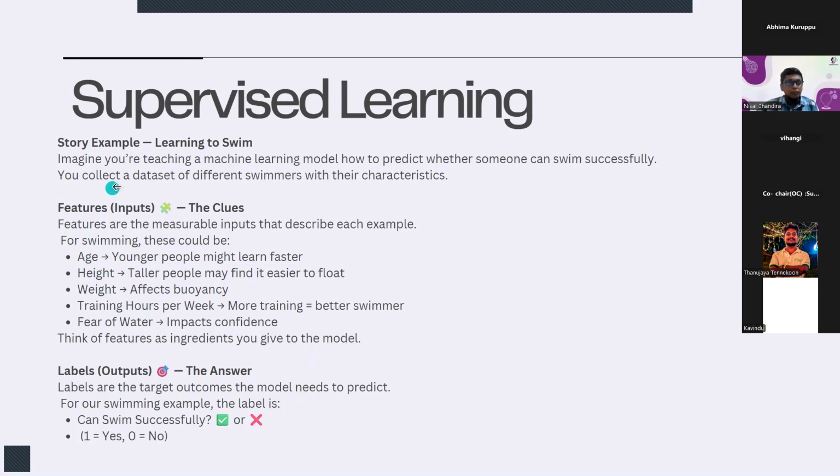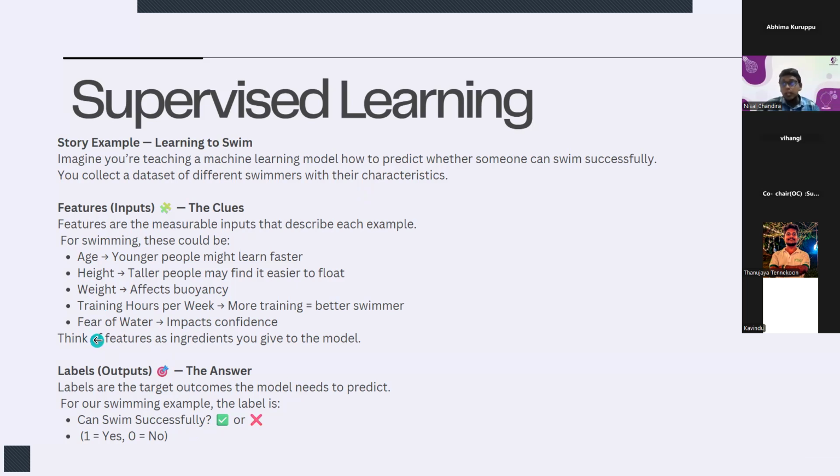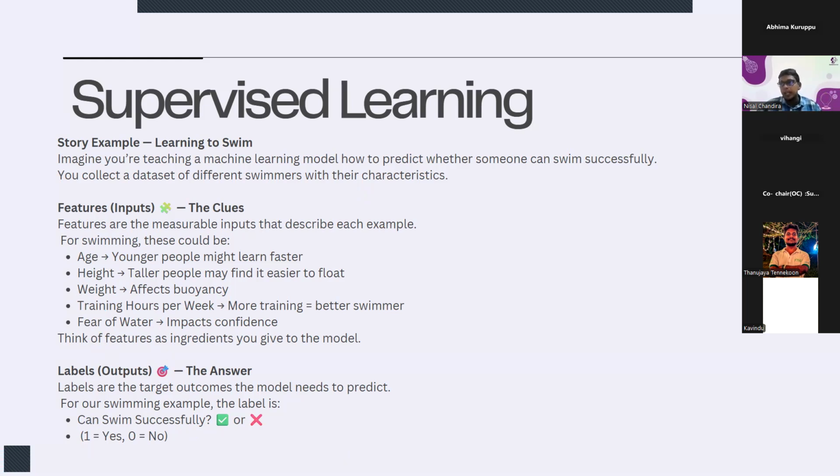Okay, so let me go through it quickly as well. Imagine you are teaching a machine learning model how to predict whether someone can swim successfully or not. You collect a data set of different swimmers with their characteristics. First you get the features: age, height, weight, training hours per week, fear of water, and you collect whether they can swim successfully or not. Then maybe you collect these details from 1,000 people. Based on those 1,000 data points, you train a machine learning model.